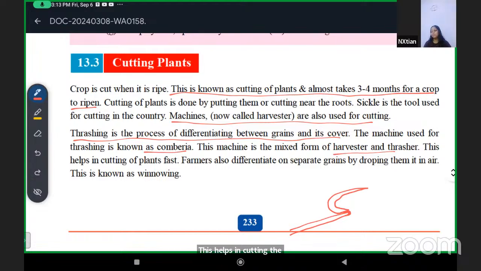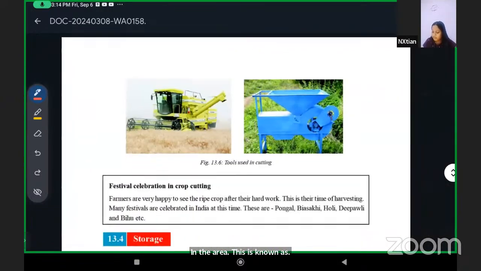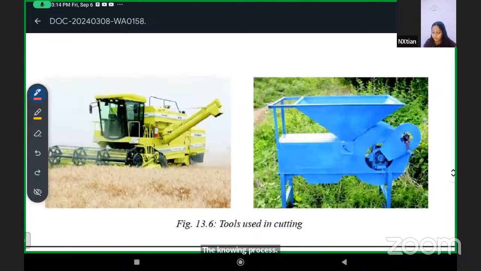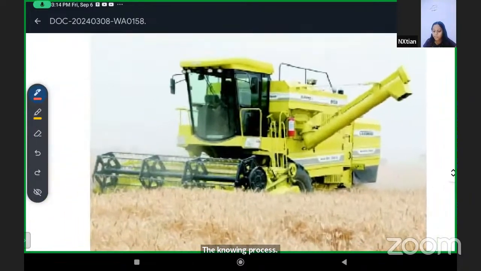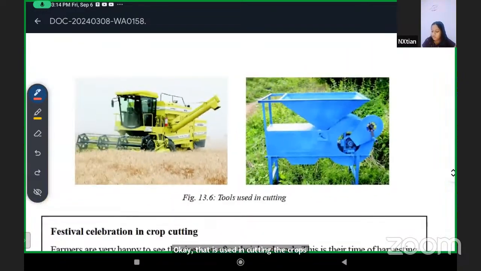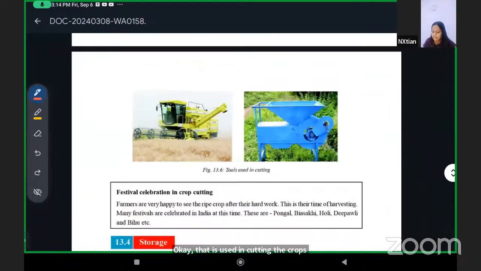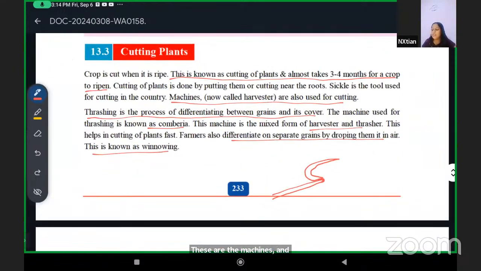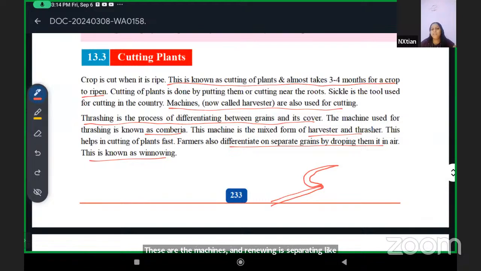Farmers also separate grains by dropping them in the air. This is known as winnowing. These are the tools that are used in cutting. See, this is the machine that is used in cutting the crops. Winnowing is separating the grains using air, like we studied about it, right?